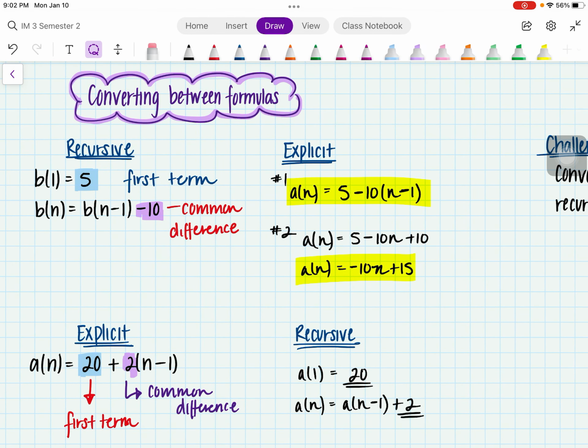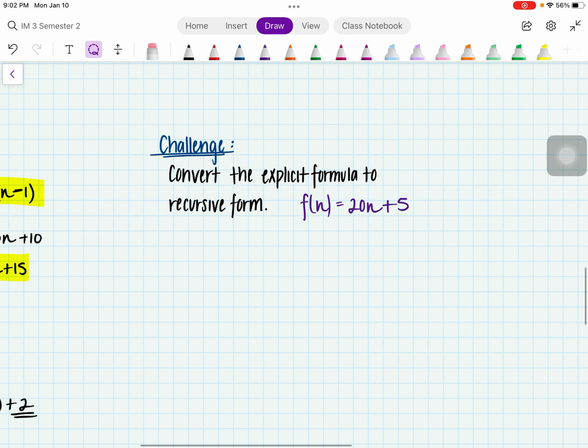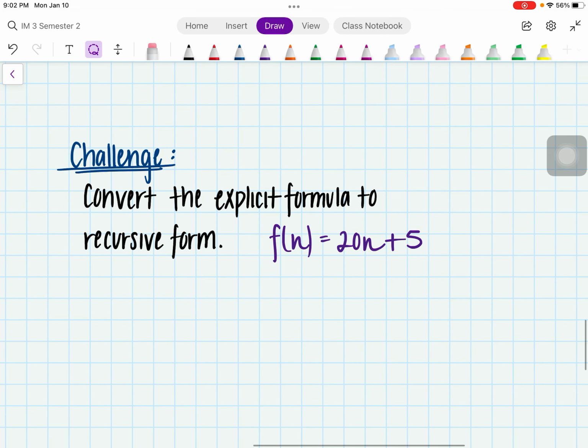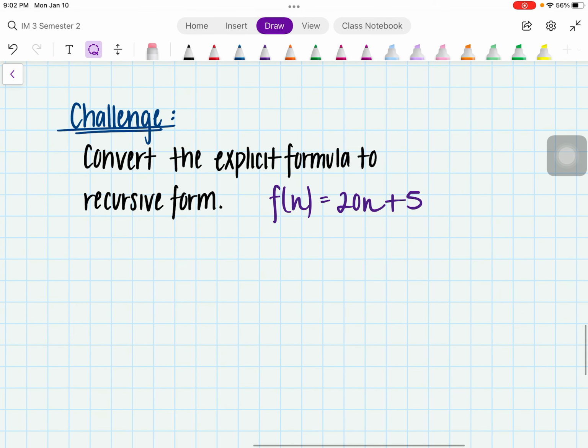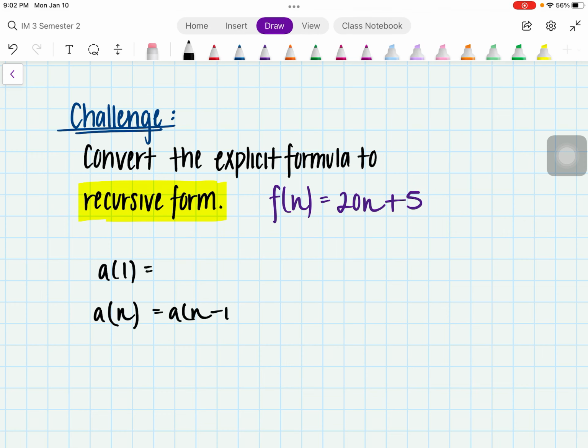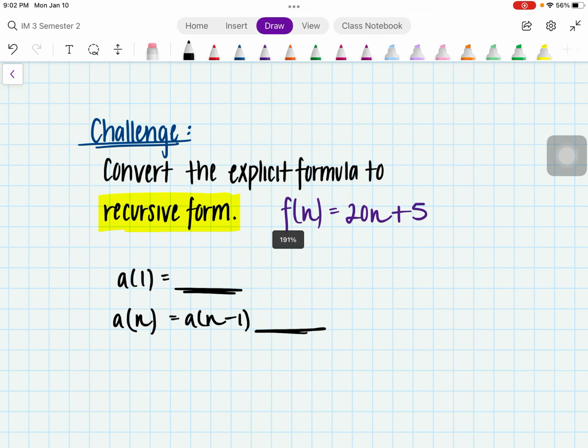All right. And I do have a challenge problem for you guys. If you guys get it, that's amazing because we're actually working backwards. So here is your challenge problem. And I want you to do recursive form, which in this case talks about identifying your first term and the common difference. So that's the little challenge for you guys.